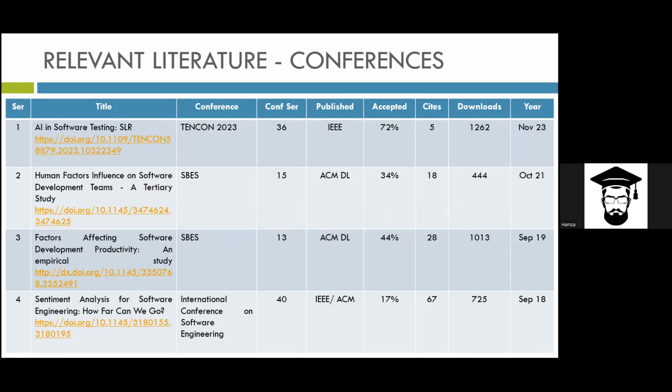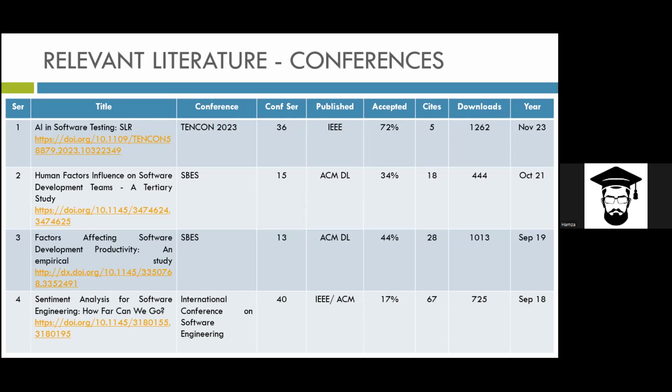This slide is about the conference papers. For the conference papers, I have again consulted 4 papers. All these conferences have at least repeated for more than 13 times. The highest being the article number 4, which was presented in the 40th conference, and it was published under the banner of IEEE and ACM both. The rest of the 3 papers have been published by ACM Digital Library and IEEE.